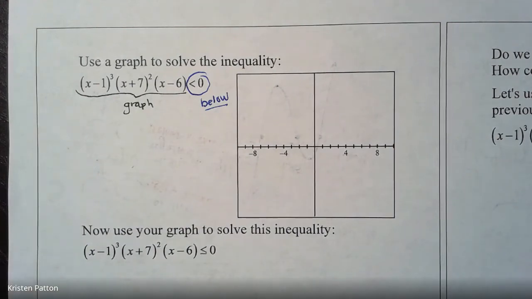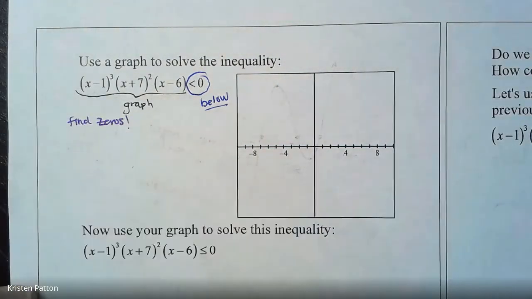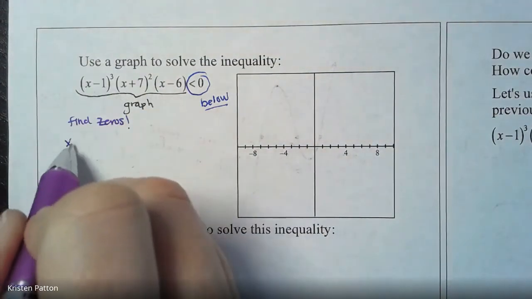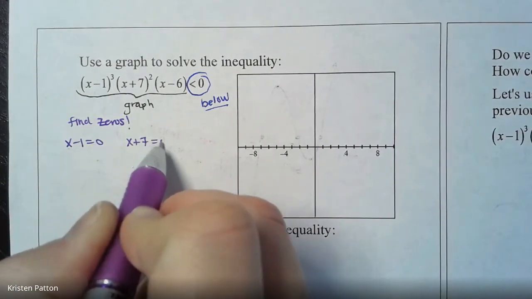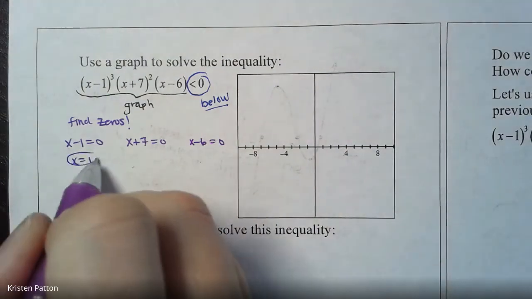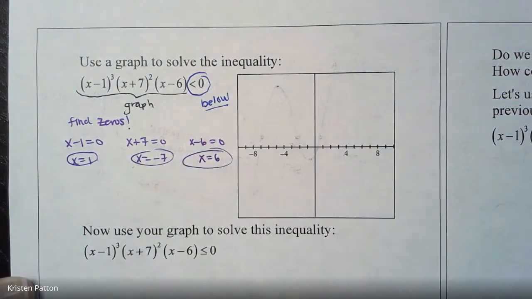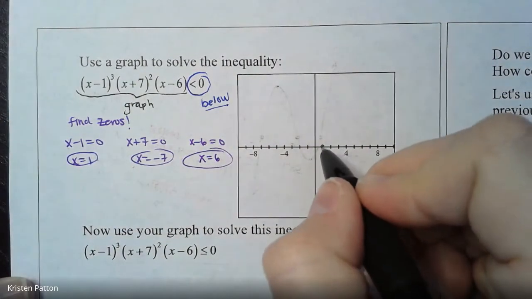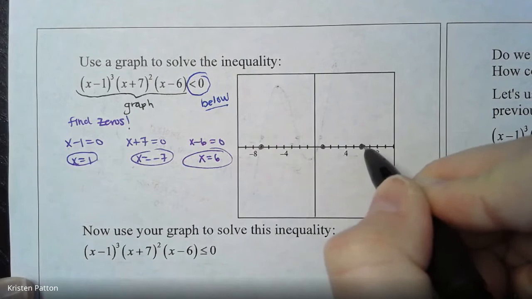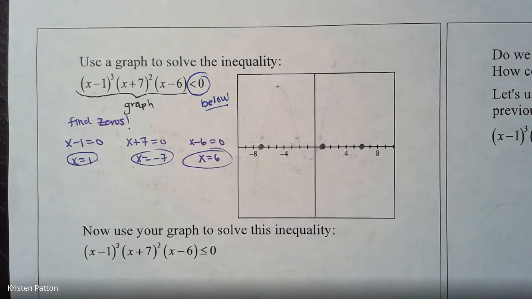Awesome. So if we want to graph a function, let's go find the zeros. Great news. We already have the factors. So we'll set each factor equal to 0. So x minus 1 equals 0, x plus 7 equals 0, x minus 6 equals 0. So I've got x equals 1, x equals -7, x equals 6. There's my zeros. Let's go put them on the graph. So I've got 3 x-intercepts.